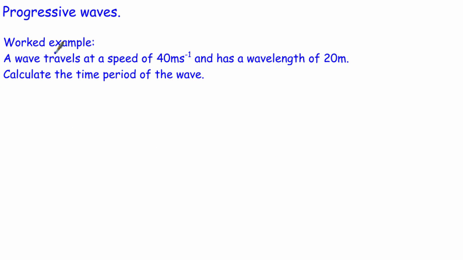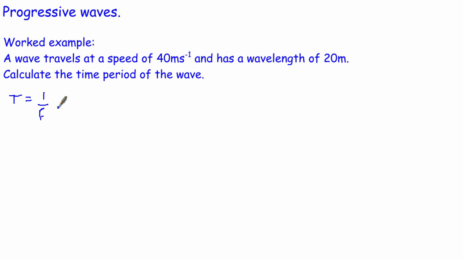So here we've got a quick worked example. I've got a wave traveling at a speed of 40 meters per second, and it has a wavelength of 20 meters. I want to calculate the time period of the wave. So this is what I'm going to do. If I want to calculate time period, there's only one equation I can use at the moment, and that's this one here.